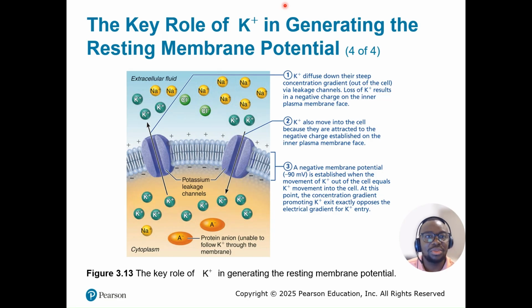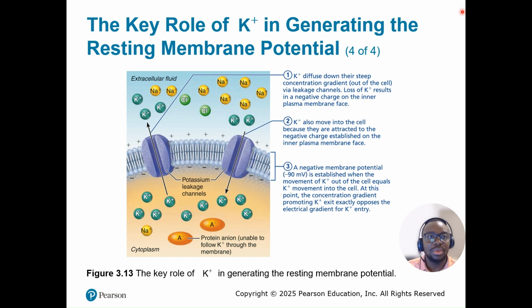The figure shows 3 key steps in generating the resting membrane potential. In step 1, potassium ions diffuse down their steep concentration gradient out of the cell via leakage channels. This loss of potassium ions results in a negative charge on the inner face of the plasma membrane.